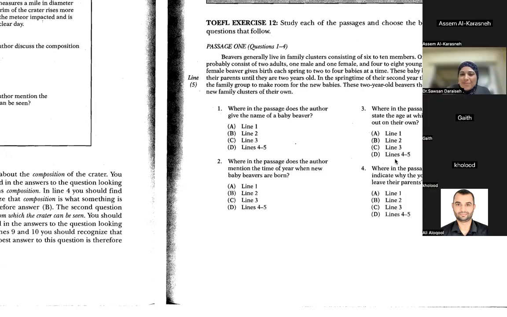Number 4. Where in the passage does the author indicate why the young beavers must leave their parents' home? See, so you were looking for this answer. Where's the reason that they must leave? It's not to make new families, it's to make room for the new babies. In lines 4 and 5.